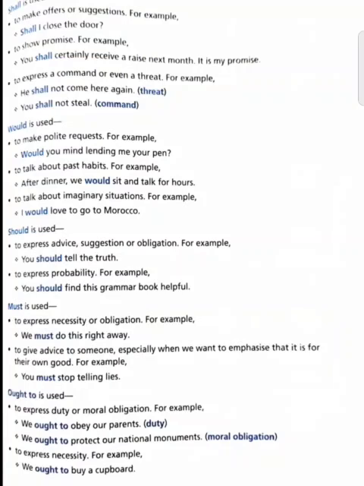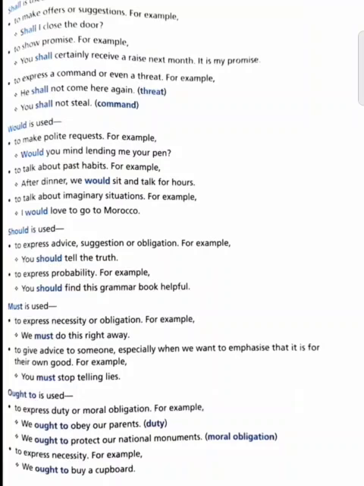Now use of shall. So children, to make offers or suggestions you will use shall, like, "Shall I close the door?" To show a promise also you will use shall. And to express a command or even a threat, when you are threatening someone, in that case also you will use shall. It is also one of the helping verbs of simple future tense.